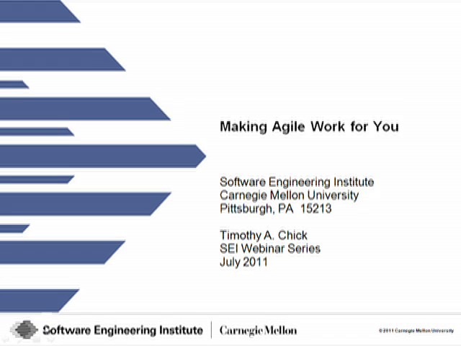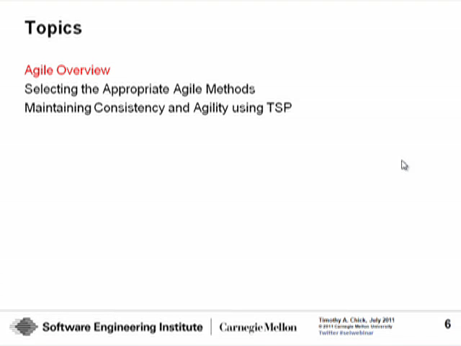All right, so today I'm going to talk about basically three topics. I'll go through Agile as an overview, so we all have the same common definition of Agile. Then I'm going to talk about how to select the appropriate Agile methods. This is really how to get Agile to work for you. The first step is to figure out which parts you need, which ones meet your organizational needs and your project's needs, and so we'll talk about that.